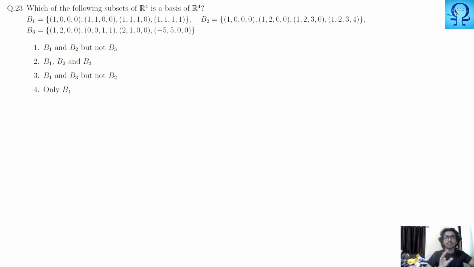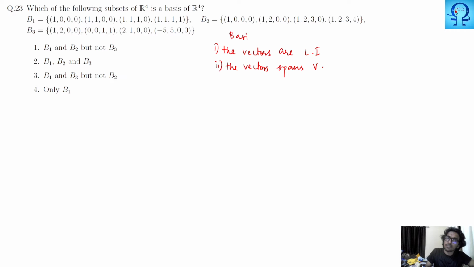If we are given some set and we have to check whether it forms a basis or not, what are the two things that we have to check? The first one is whether the vectors are linearly independent or not. The second one is whether the vectors span the entire space V. These two are the conditions for a set of vectors to form a basis.